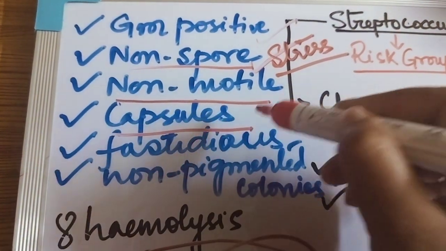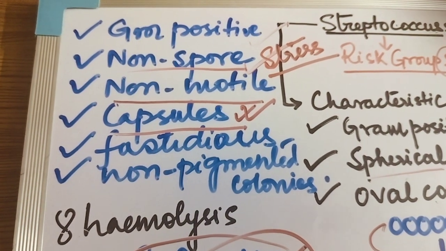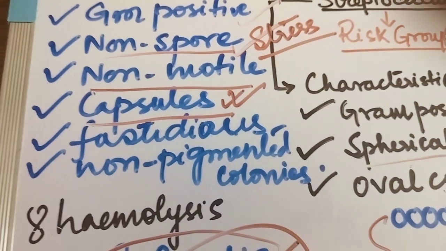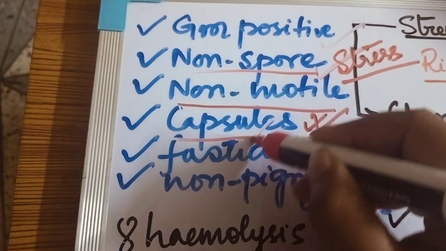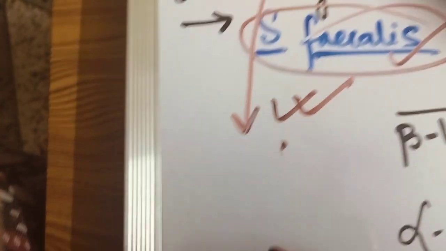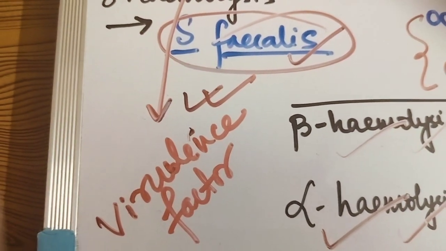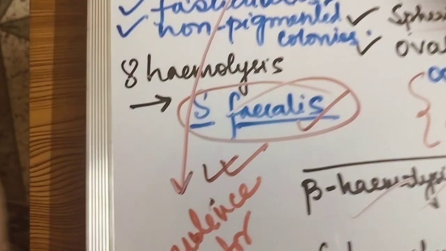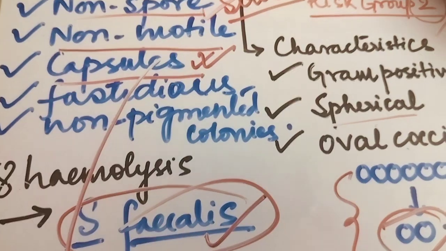Another important point, this is basically your capsules. So they even form capsules. That is a very, very important point, that they can form capsules. Capsules, if I highlight upon it, it is basically a virulence factor. So this is a very important point, that they form capsules, right? That means this is one of the virulence factors.